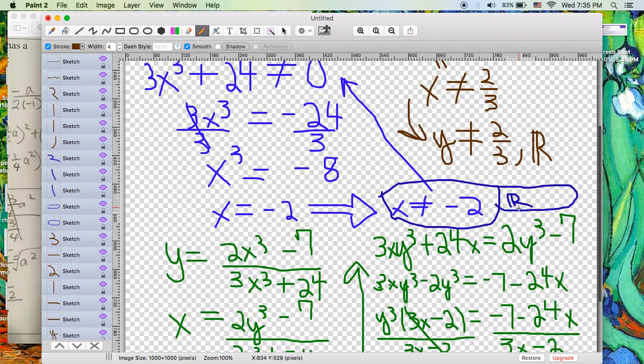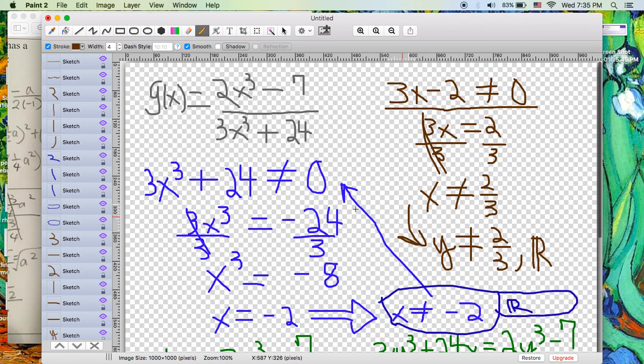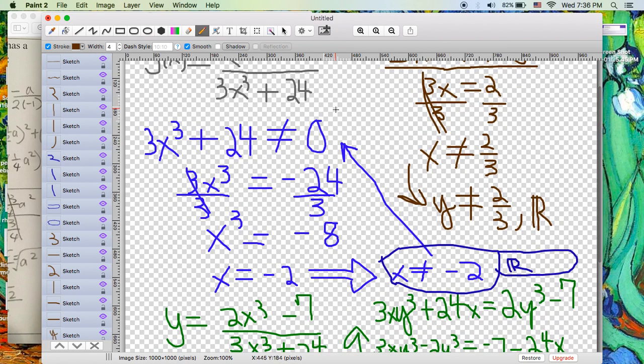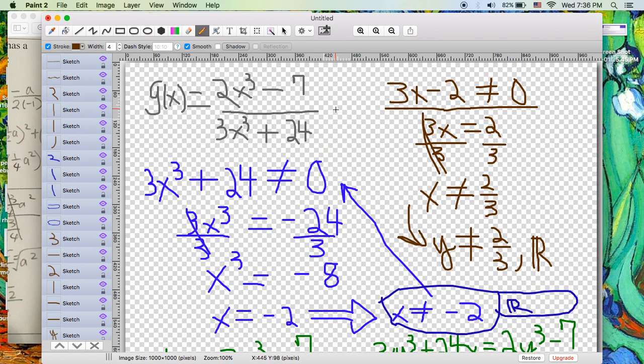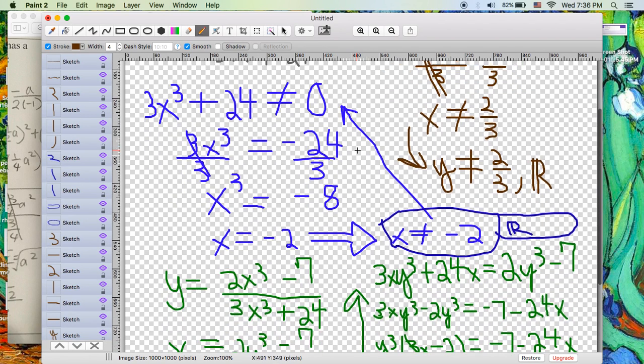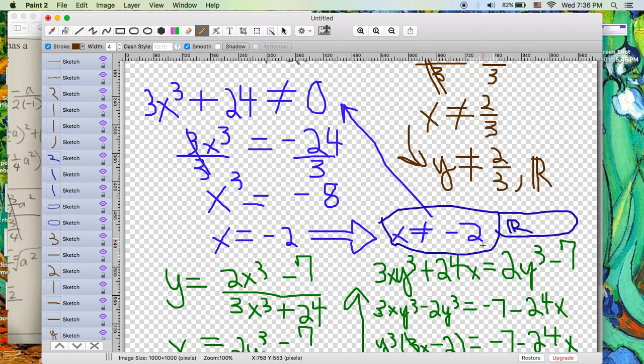So in summary, the question asks to find the domain and range of this function right here, g of x equals 2x cubed minus 7 over 3x cubed plus 24, and then your domain is all real numbers excluding the value negative 2, and your range is all real values excluding the value 2 over 3.